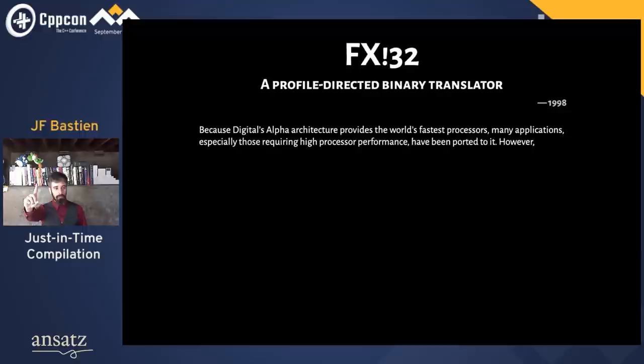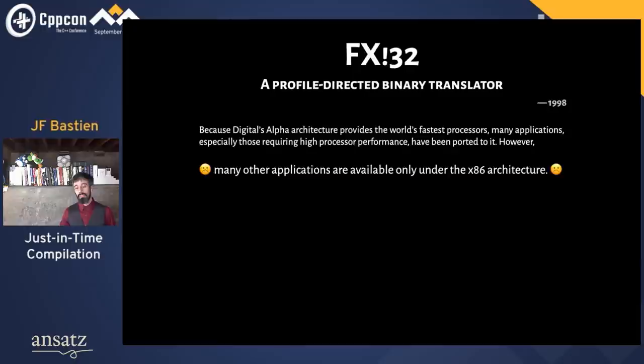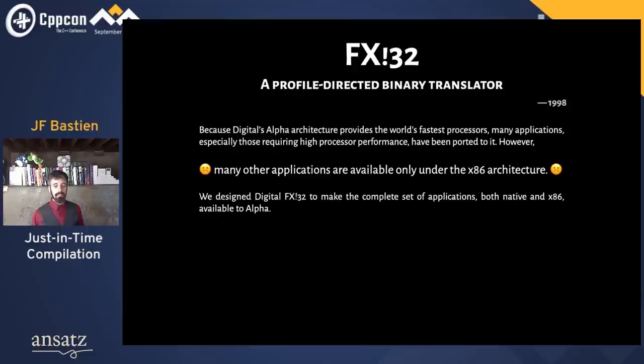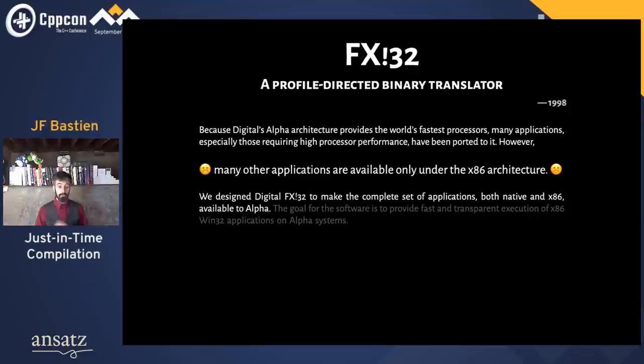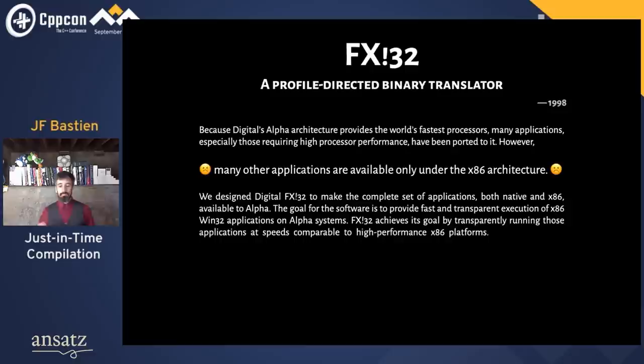However, and here I added the frownies, however, many other applications are available only under the x86 architecture, right? That's a bummer, right? Like my Alpha code, okay, but x86, yeah, okay. But they designed Digital FX!32 to make the complete set of applications, both native and x86, available to Alpha. The goal for the software is to provide fast and transparent execution of x86 Win32 applications on Alpha systems. Fun fact, there was Windows 32 on Alpha. Did you know? FX!32 achieves its goals by transparently running those applications at speeds comparable to high-performance x86 platforms. That's a cool thing, right? They're running x86 code on Alpha fast.